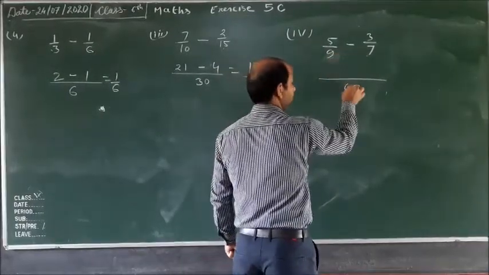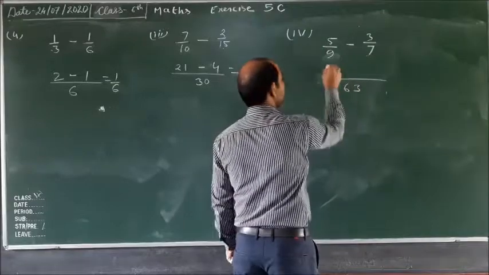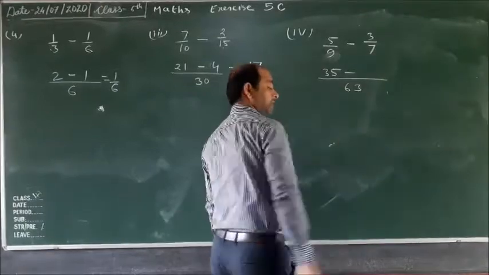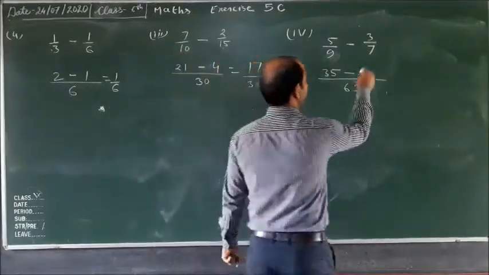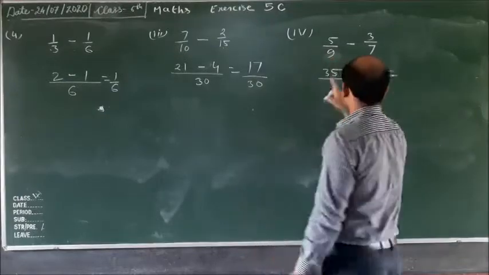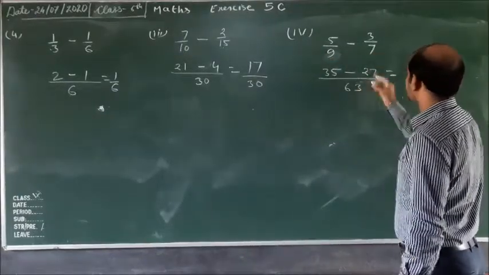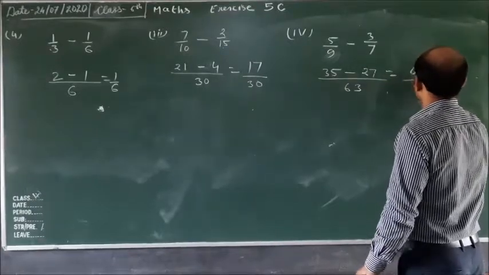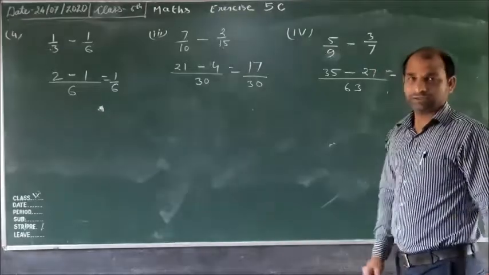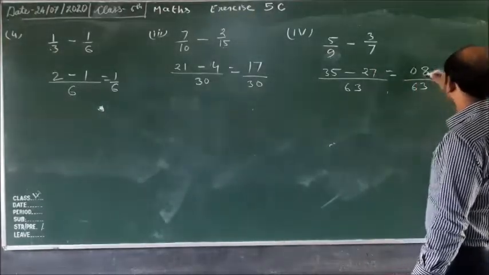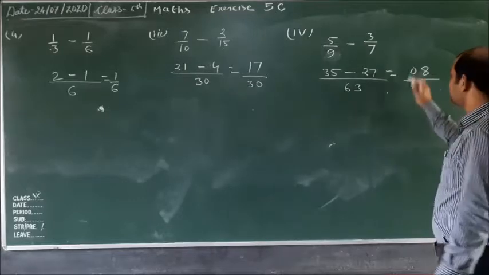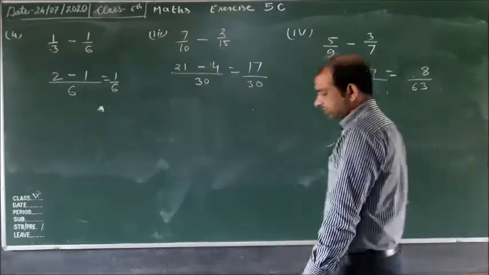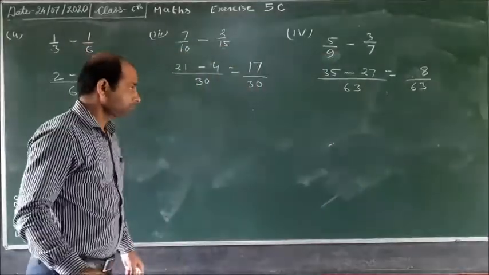Now 9 times 7 is 63, 7 times 5 is 35, minus 7 times 9 is 63 and 9 times 3 is 27. Now 35 minus 27 equals 8 upon 63. Okay. Now 8 upon 63 is not divisible by any same number, so this is already in the lowest term.